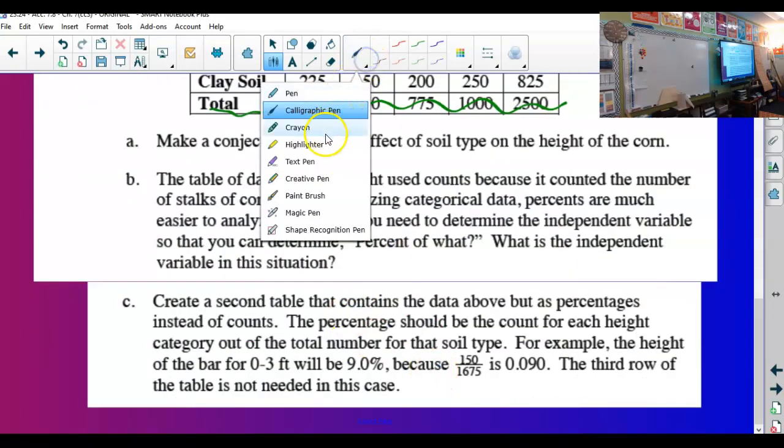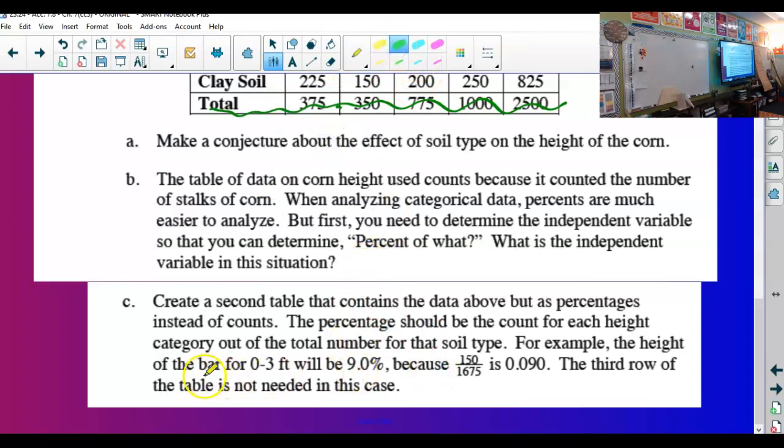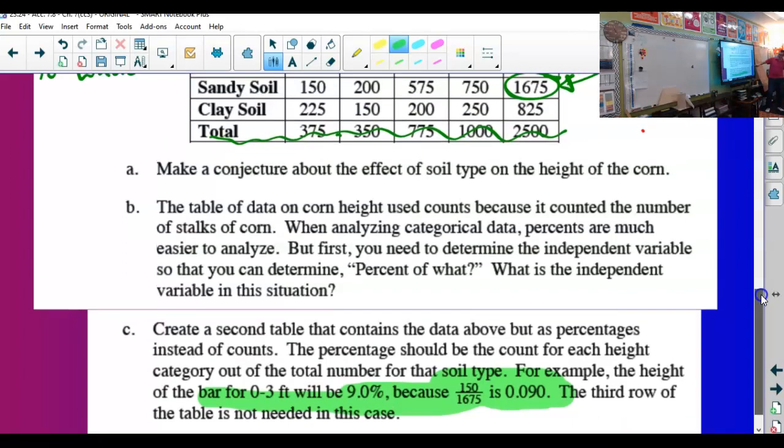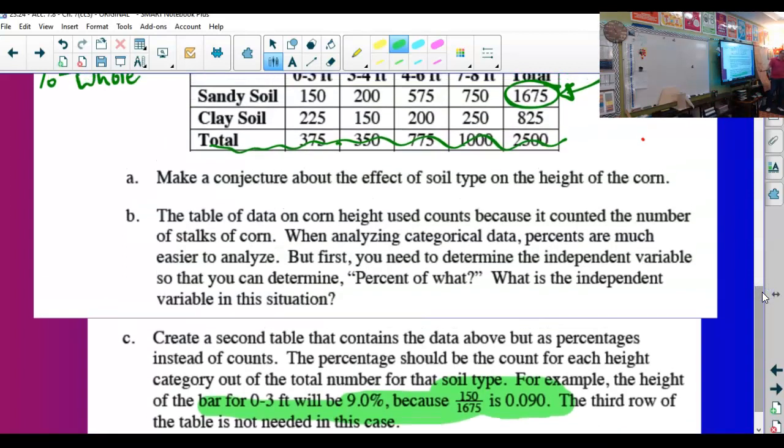So, in case you need some help, for example, this is going to turn into about 9% for that top left sandy soil section. Because if we do the part divided by the whole, we get 0.09, which is really 9 hundredths, right? That top left, right up here. This would turn into 9% of the sandy soil.